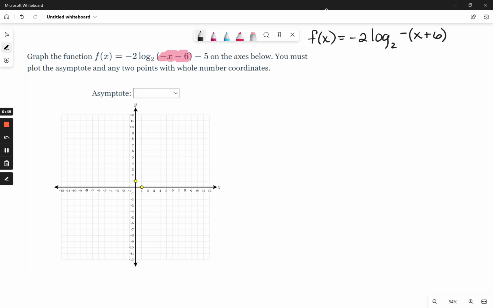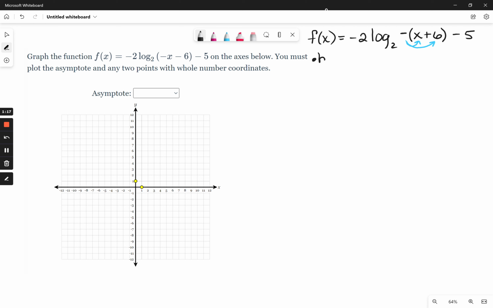So what I'm asking you to do is undistribute the quantity that I highlighted in pink. Because if you notice, I'm not changing the problem by any means, because if I redistribute the negative to x and plus 6, I will end up right back where I was with the original problem. So first step, merely just rewrite. Now let's just go ahead and jump into our transformations.